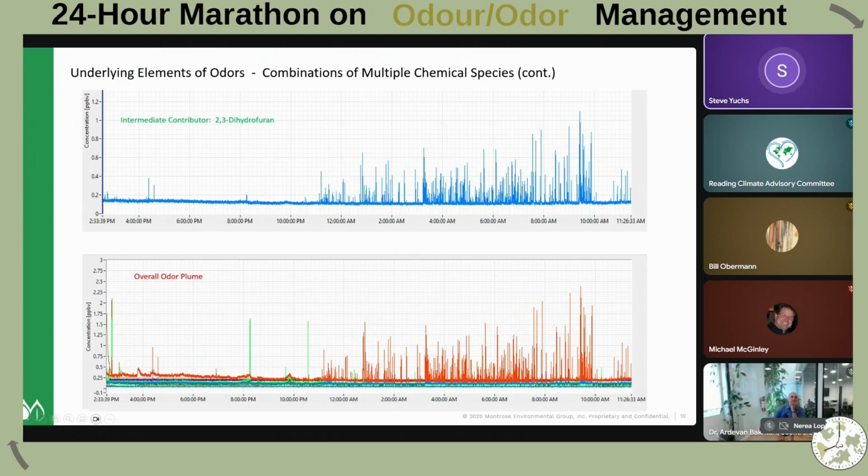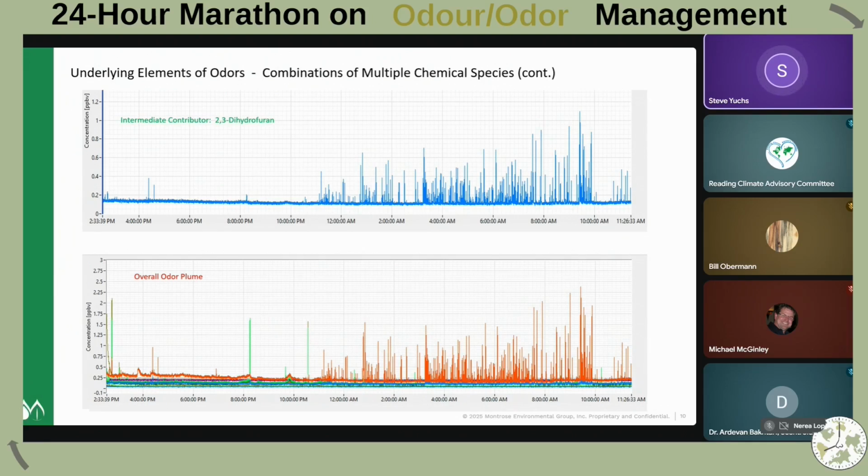This slide represents 2,3-dihydrofuran. And the bottom slide is a summation of multiple compounds that were just a small part of this specific odor plume. There are hundreds of compounds being measured simultaneously in real time. And it's really like the layers of an onion from before. These are truly complex systems that are not static, as you can see from the different time frames. They're constantly changing.